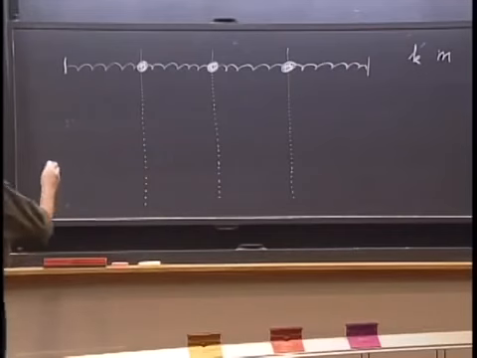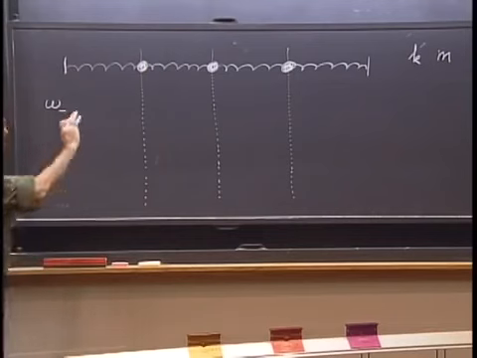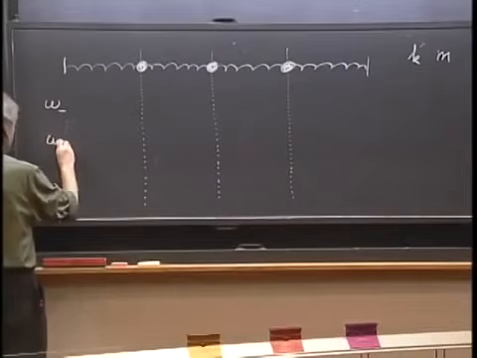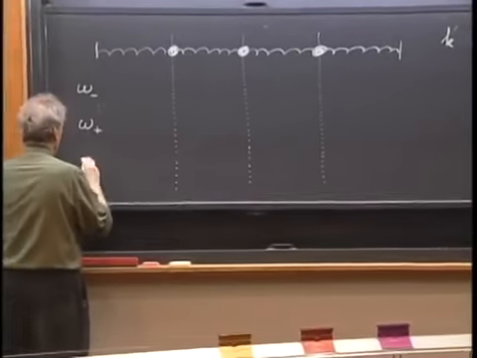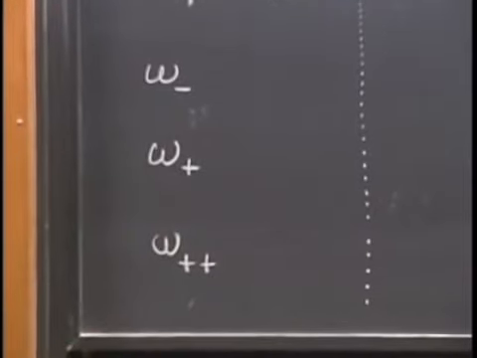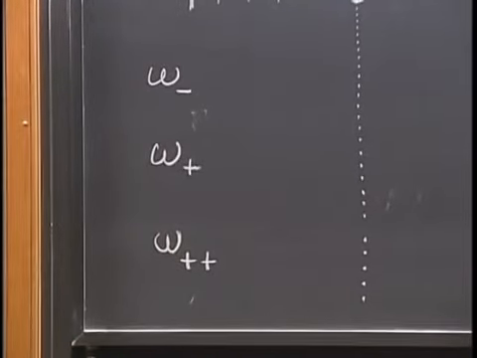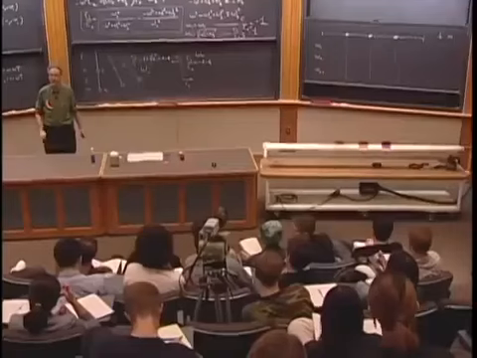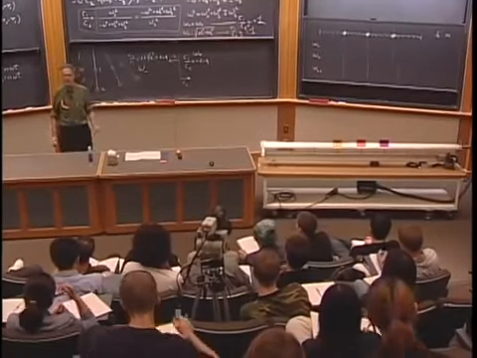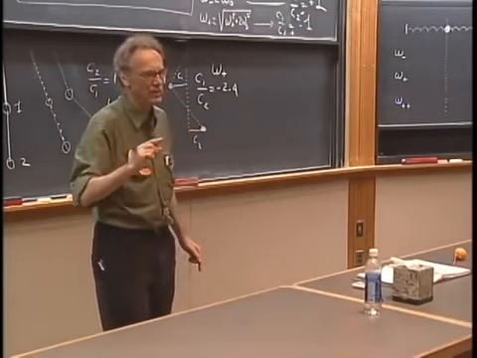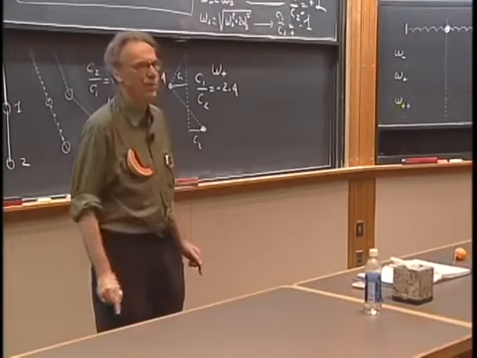There must be an omega minus, where all 3 are in phase. Then there must be an omega plus, which is more complicated. And then there must be an omega plus plus, which is the highest of all 3. In the highest possible frequency, 2 adjacent objects are always out of phase. So if you have 20 objects, in the highest mode, number 1 is out of phase with number 2, is out of phase with number 3, is out of phase with number 4, and so on.